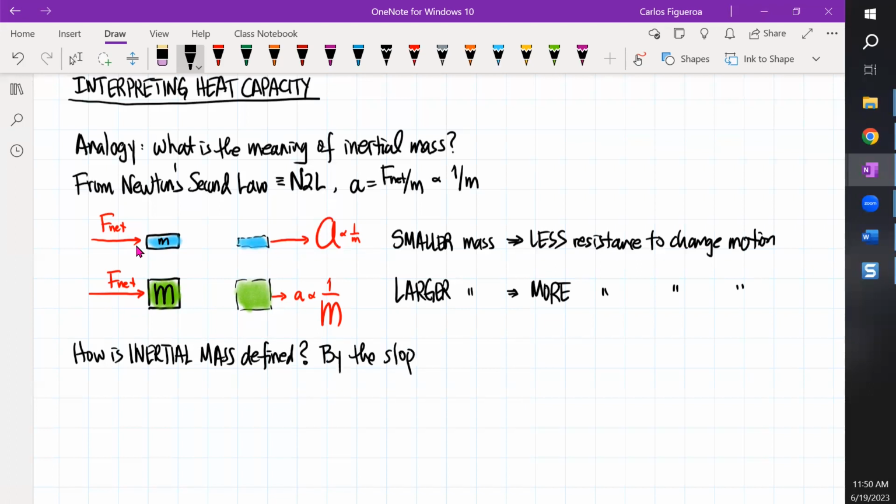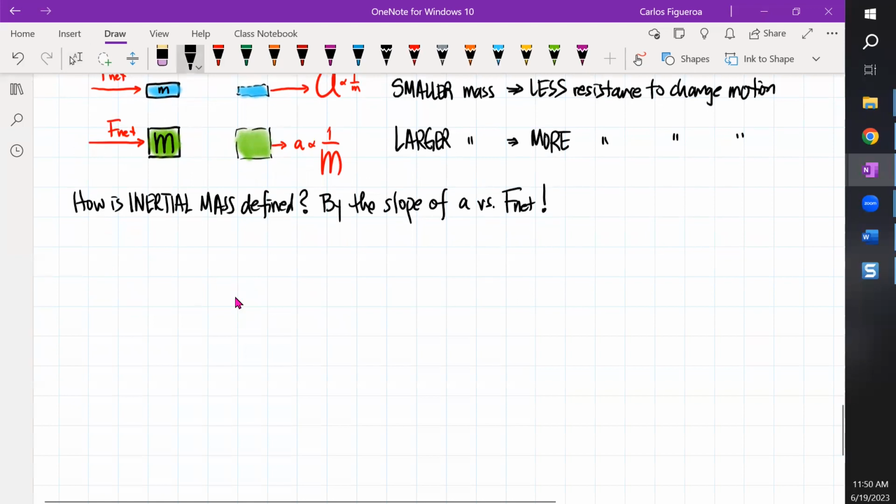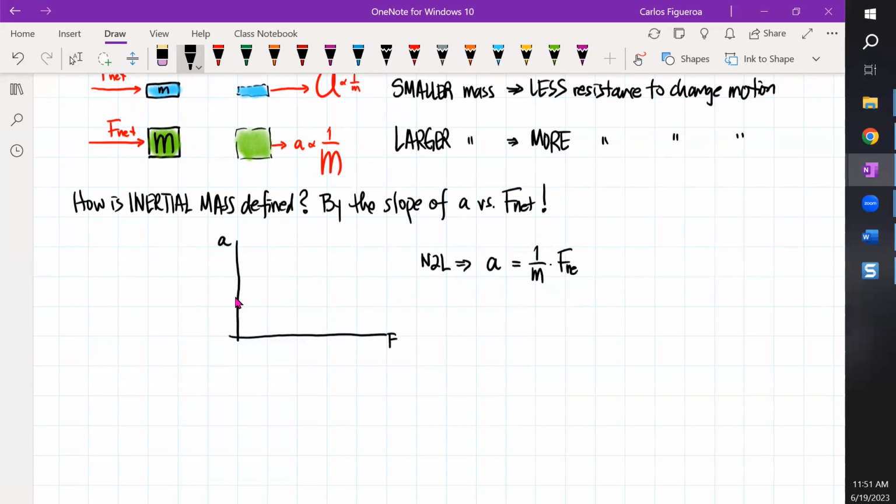Inertial mass is defined by the slope of a versus F net. That is the way mass is defined. So I imagine that I have the following curve. Here's my coordinate system, and I'm going to be plotting a versus F. Newton's second law tells me that the acceleration is equal to 1 over the mass times the net force. And this is the correct way to write it. Why? Because this is the cause and this is the action. So when I define the slope, it's defined as 1 over mass.